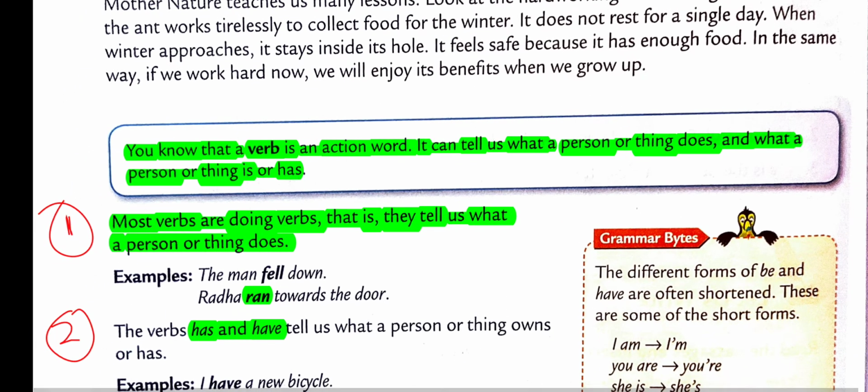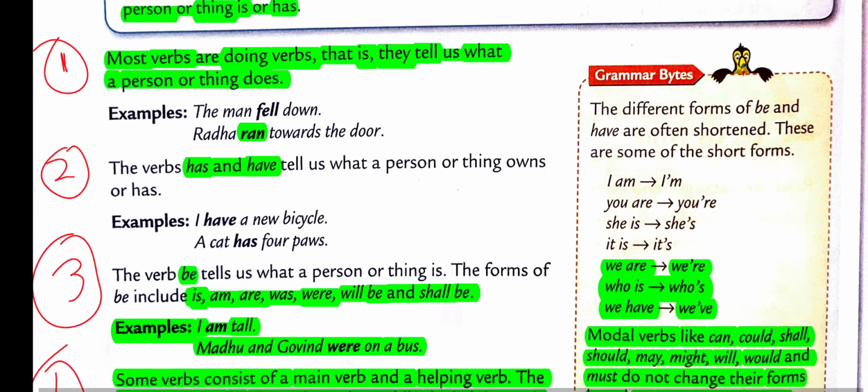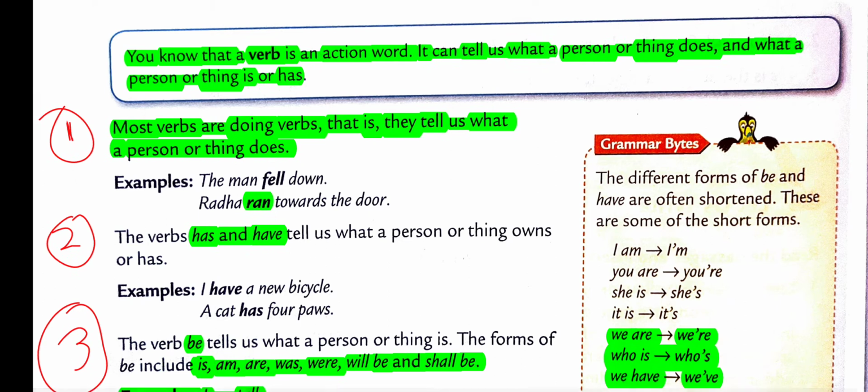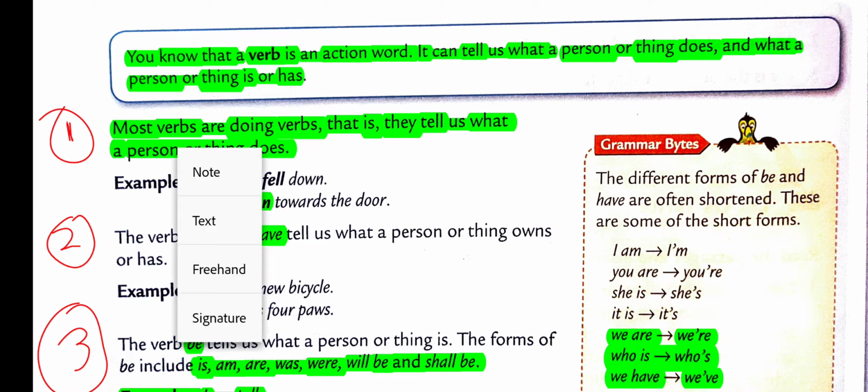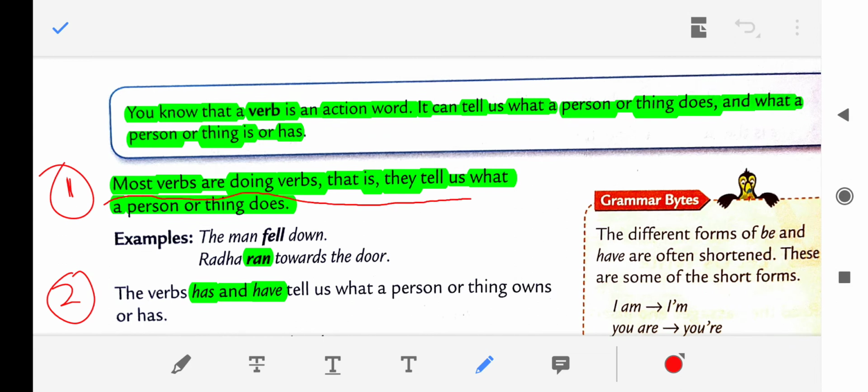Now there are four kinds of verbs we can refer to. First, as you can see, most verbs are doing verbs. That is, they tell us about what a person or thing does. So most verbs are doing verbs. They tell us about what a person or thing is doing.